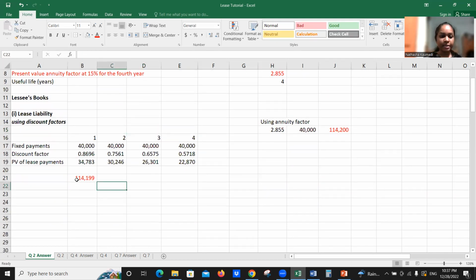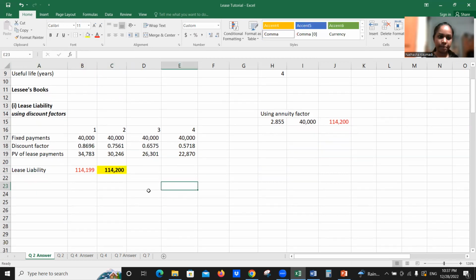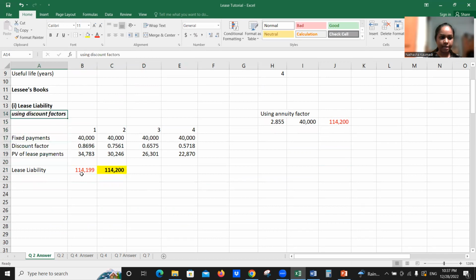Okay, now this is the lease liability. Lease liability we computed. Hope you are clear. I'll be taking this figure. Perfect. Now we will be discussing the second important thing you need to compute. I told you that you need to compute two things, the lease liability and the right of use asset.